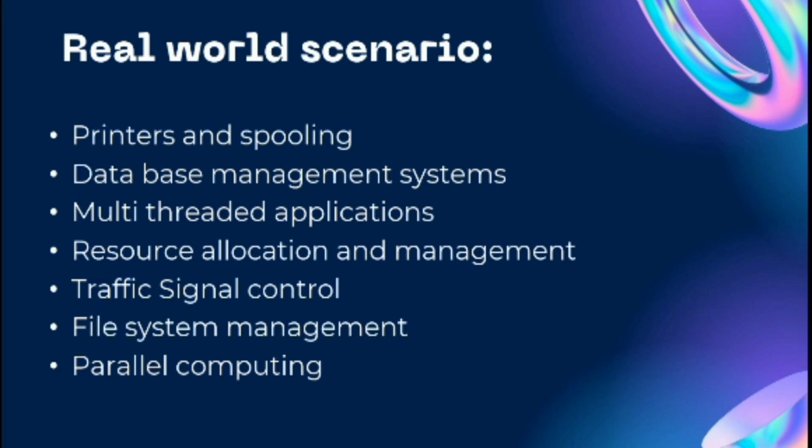Semaphores are employed to manage concurrent access to databases. They help control access to critical sections of the database, prevent data corruption, and maintain data consistency. And moving to the other one, multi-threaded applications. In multi-threaded programs, semaphores can be used to coordinate and synchronize threads. For example, a thread pool may use semaphores to control the number of threads that can run concurrently.